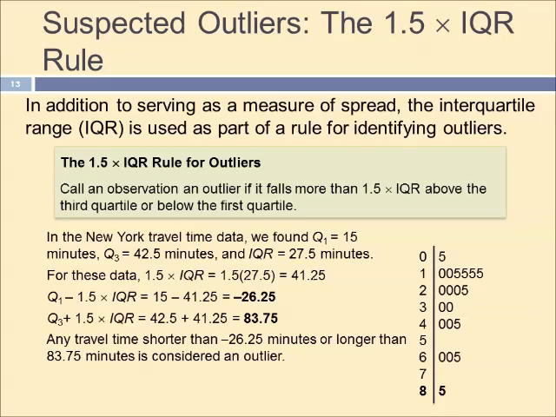For the travel time data, 85 falls outside of that range. So we identify 85 as an outlier.